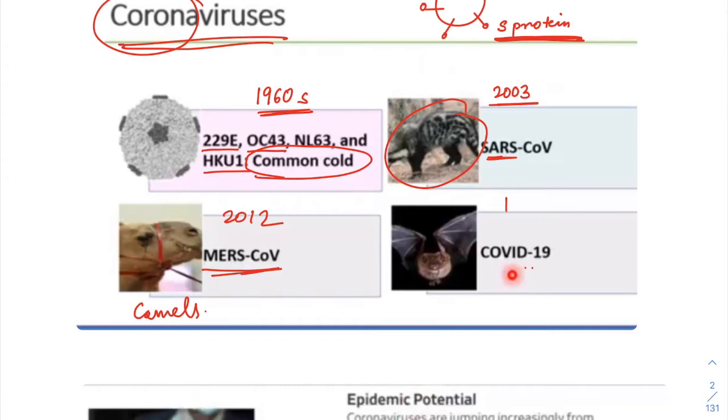Now in December 2019, the novel coronavirus known as the SARS coronavirus 2, SARS-CoV-2, emerged in China. This SARS-CoV-2 causes the disease coronavirus disease 19, abbreviated as COVID-19. So this is the disease, while the virus is the SARS-CoV-2. It has an intermediate animal vector which is not yet identified but is thought to be the Malayan pangolin.